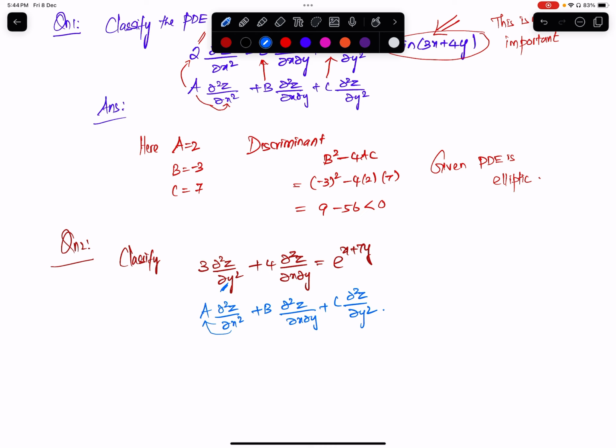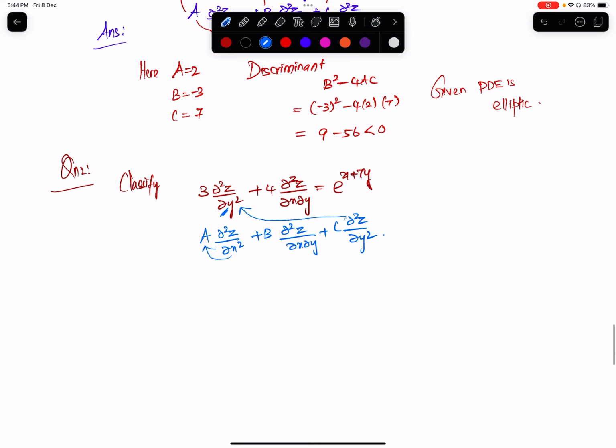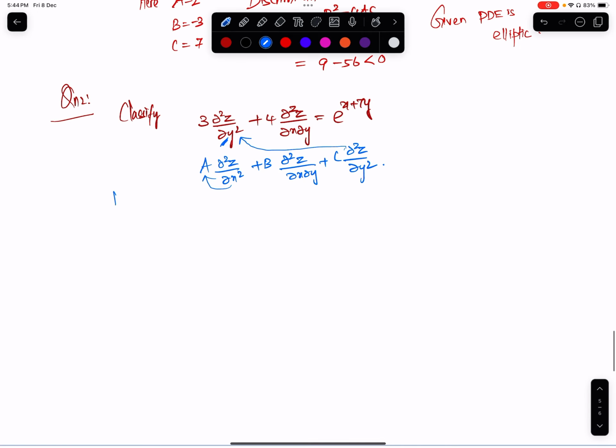Don't say directly A equal to 3. A is not given in this question. They have given the second order derivative with respect to y here. So what is A in this question? A is not given, so A is equal to 0. B is equal to 4 and C is equal to 3.